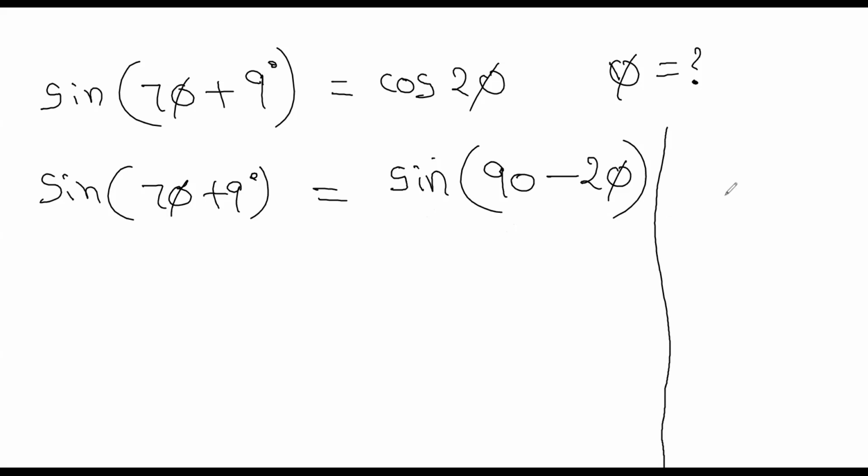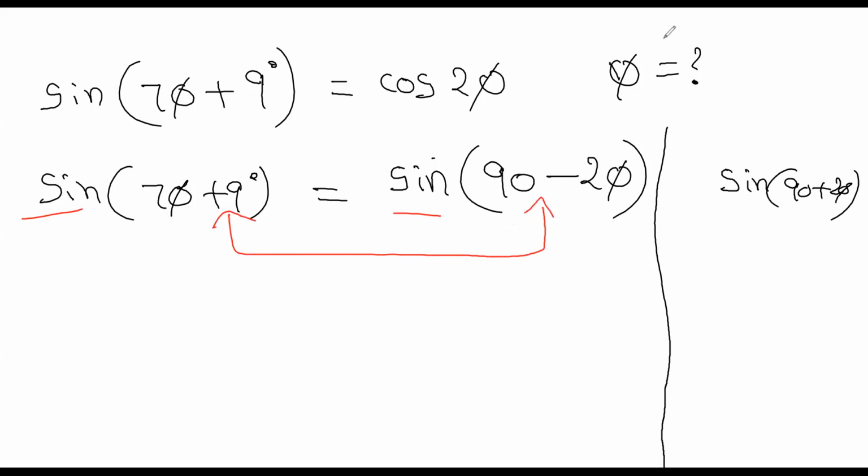Right. So you will get sine of 90 minus theta or 90 plus theta. Both will have the same sine, right? Now these sines are equal, so we can equate the angles. So 7 phi plus 9 degrees equals 90 minus 2 phi.